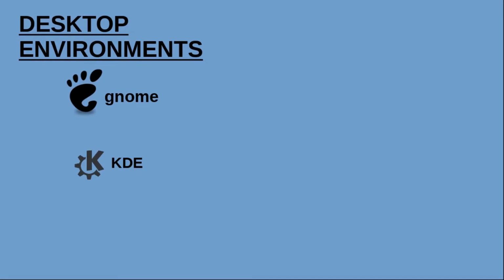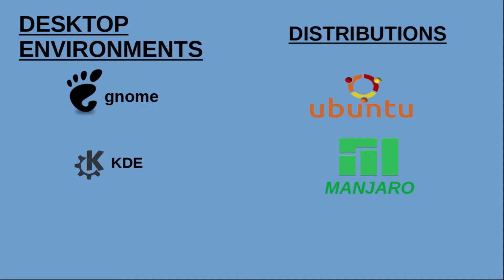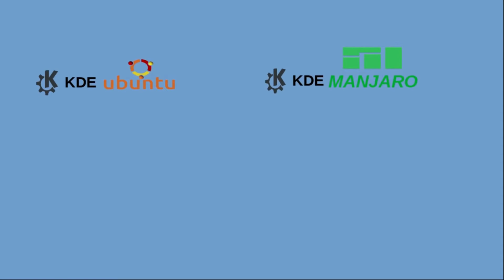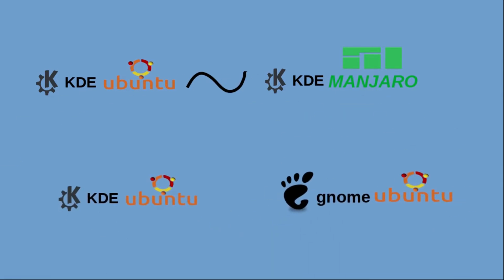KDE and GNOME are two different desktop environments. Ubuntu and Manjaro are two different distributions. Now let's consider Ubuntu with the KDE desktop and Manjaro also with the KDE desktop. If you use and try out both of these, your experience will be 90% similar. Not only that, KDE Ubuntu will be 90% dissimilar with GNOME Ubuntu, even though you might expect them to be very similar because both of them are Ubuntu, right? But they are indeed very different.